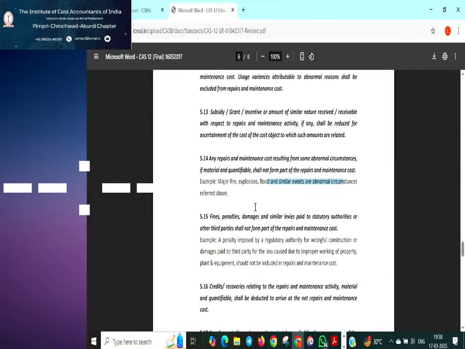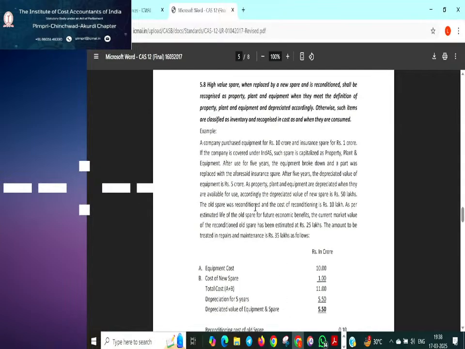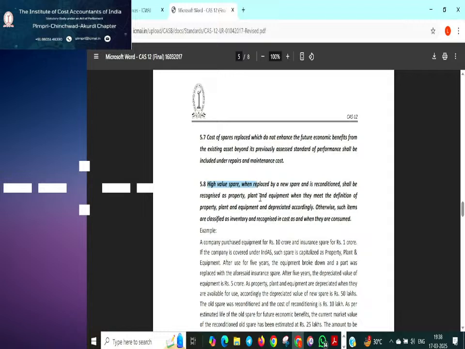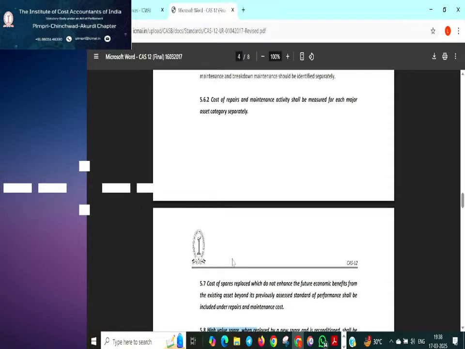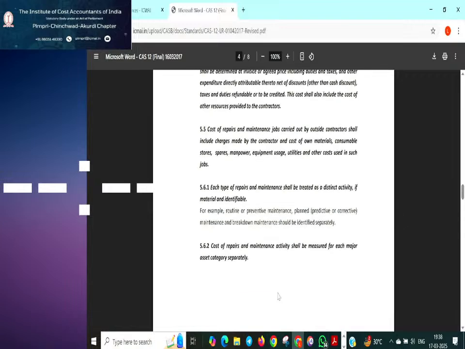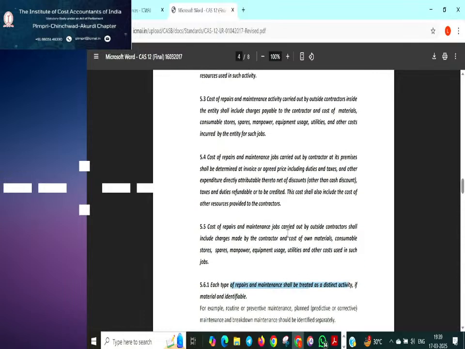So the important points under repair and maintenance are how to value high value spares, and what if cost of spares is replaced and it is going to enhance the future economic benefits, these two points. And the third one is repairs and maintenance to be treated as a distinct activity if material and identifiable, like routine, planned maintenance and the like, will be taken into consideration.